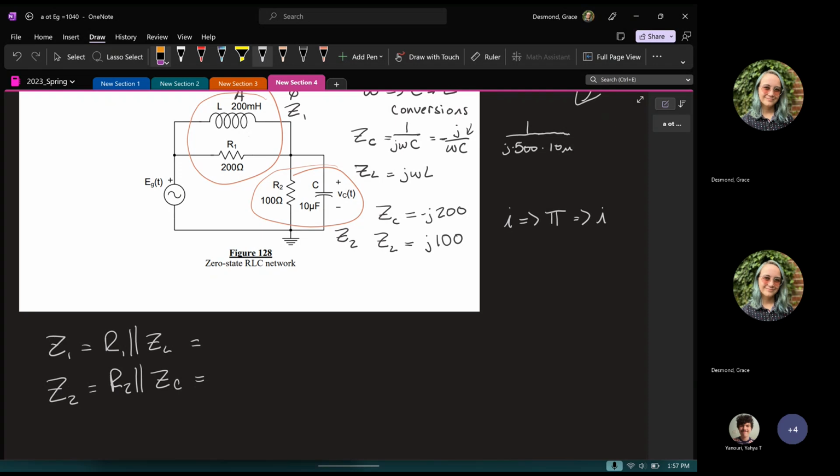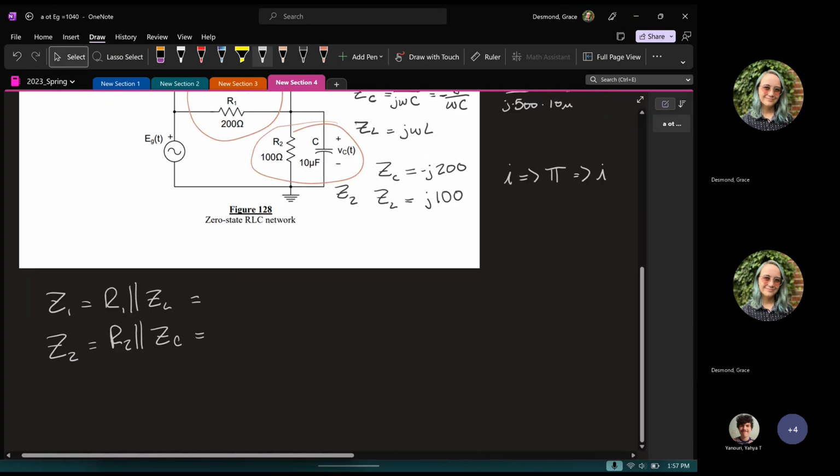So that's a nice little thing, but what did you get for Z1? Have y'all solved for Z1 and Z2? I got 40 plus j80. Damn, I did something wrong. I got like 2,000. I got 89 and 44. My whole equation for Z1 is parentheses, 1/200 plus 1/j100, close parentheses to the negative 1.